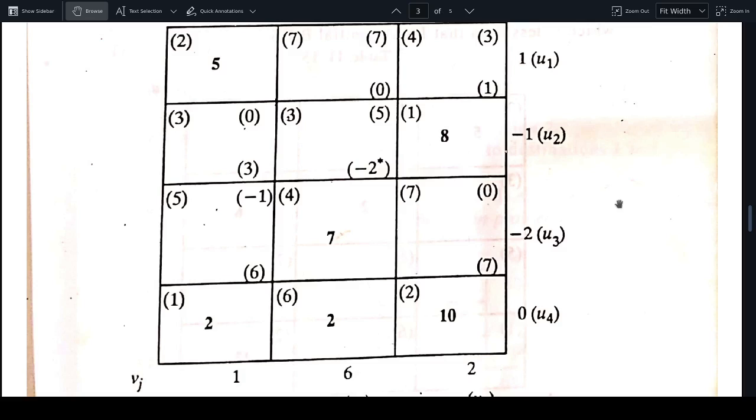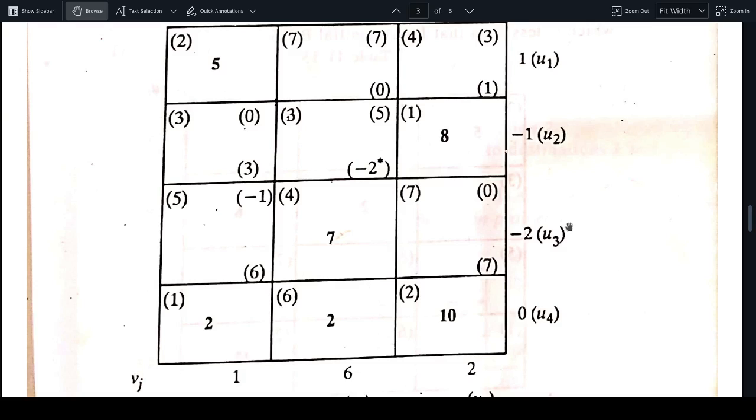Next we move to cell number 2, 1, which is 3 minus 0, so 3. Then 3 minus 5 is minus 2. Then the next one will be 5 minus minus 1, which is 6. Next, cell number 3, 3: 7 minus 0 is 7.